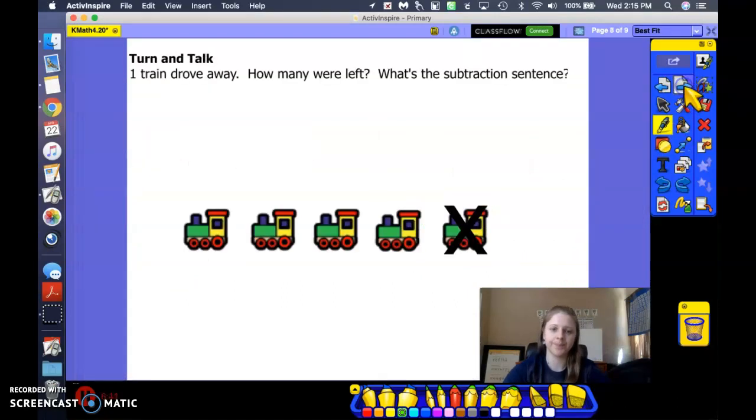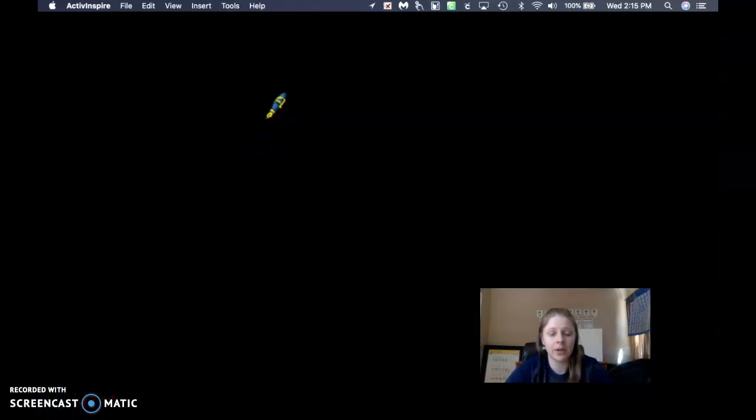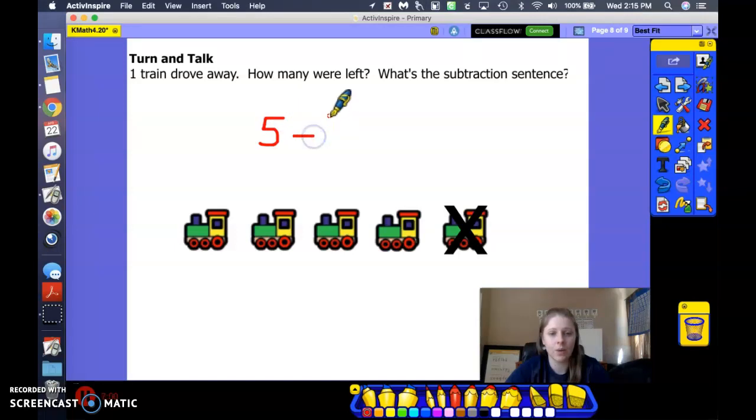Great job. All right. See if you can solve my train problem. 1 train drove away. How many were left? What is the subtraction problem? Good. 5 trains altogether. Take away 1 equals 4.